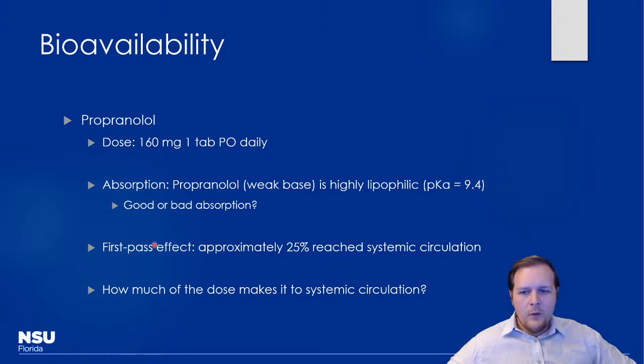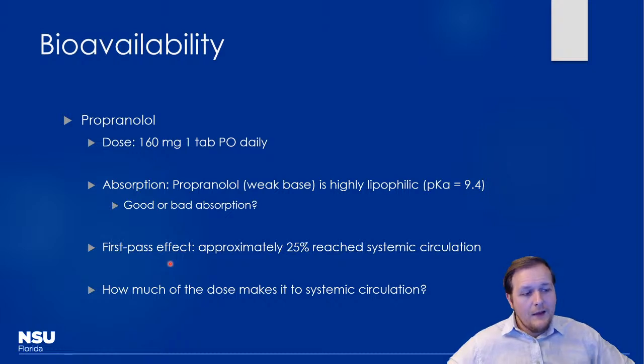But looking at it, if you then look at the first pass effect, and if you recall, that's basically that liver tax that you're paying when a drug comes through from the portal system, from the GI tract, right? What we see is that approximately 25% actually reaches systemic circulation. So you can see that 75% of that drug is lost to first pass effect.